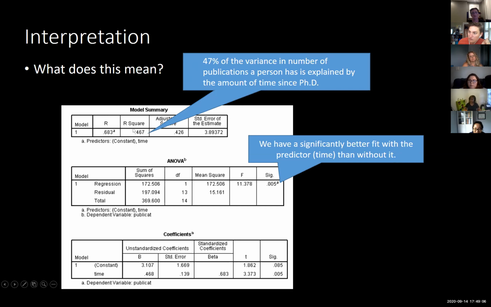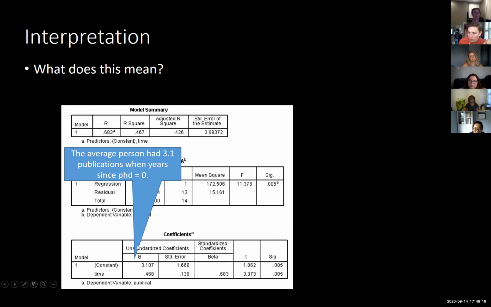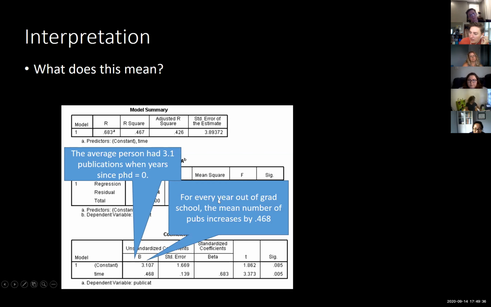This is telling us that 47% of the variance in the number of publications a person has is explained by the amount of time it's been since they graduated with their PhD. Again, I'm going to interpret these for you. This is the B0. So the average person has 3 publications when their years from PhD equals 0. This is not centered, so years from PhD equals 0 is when you graduate. And this is telling us for every year out of graduate school, the mean number of publications increases by 4.7.